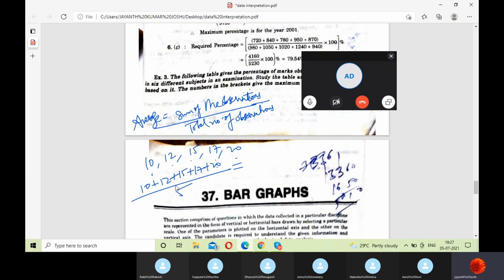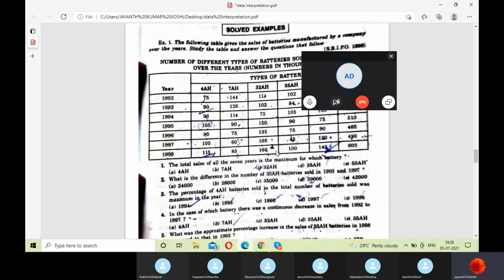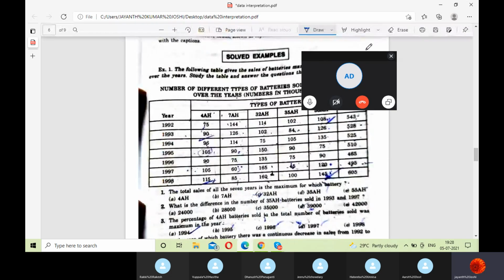So this is 37, 37 plus 15 is how much? 42, 42 plus 12 is 54, 64, 64 by 5. So somewhere around 12 point something. That will be the average. Like that, some of the basic concepts you should have in your hands. So let's go with the first question. All of you please focus.